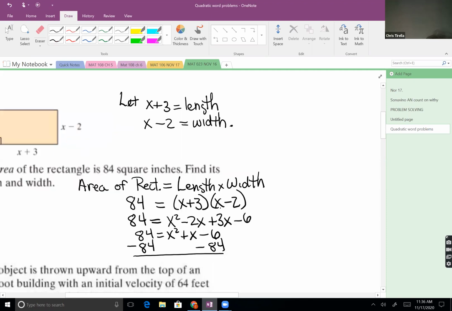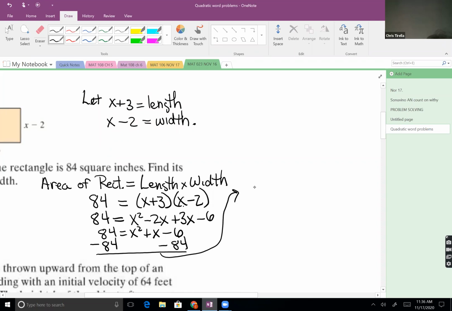I have to apologize, I've run out of space, so I'm going to scooch over. That gives me 0 equals x squared plus x minus 90. We've got to factor that. I'll do the hard part. x squared can only be x times x. Now, for just a minute, we're going to ignore the middle and look at the end. What numbers can I have that multiply to negative 90? Any ideas?